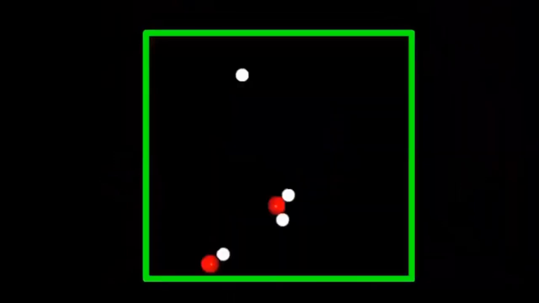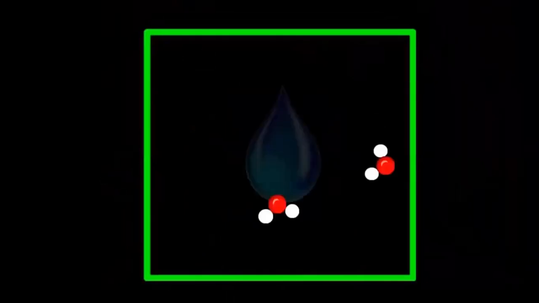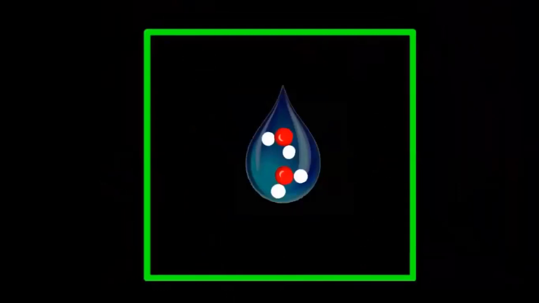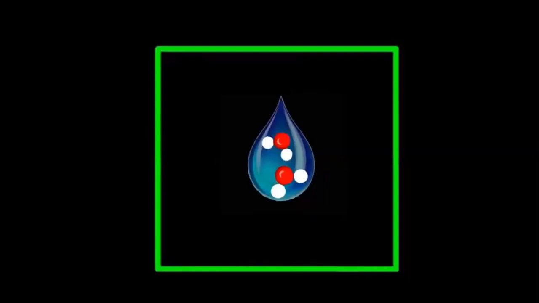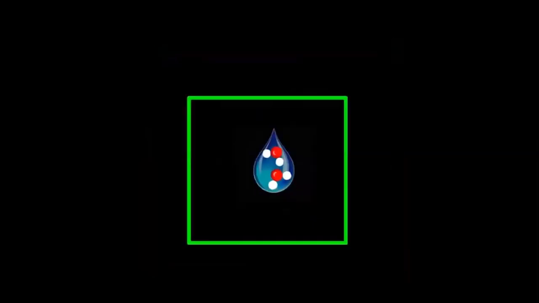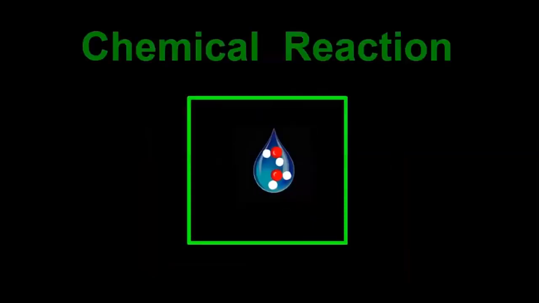Now both oxygens have the 2 hydrogen atoms that they need, and we end up with 2 H2O molecules. Water wasn't there before, so a new substance has been made. Not only that, the old substances have disappeared. This rearrangement of atoms to form a new substance is called a chemical reaction.